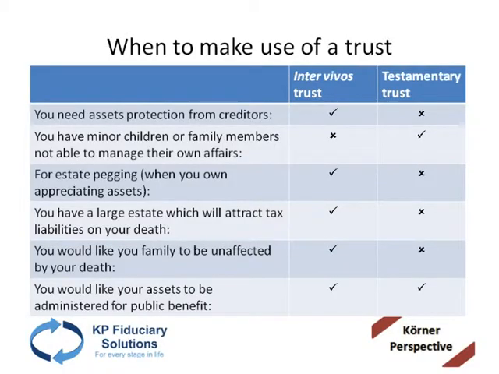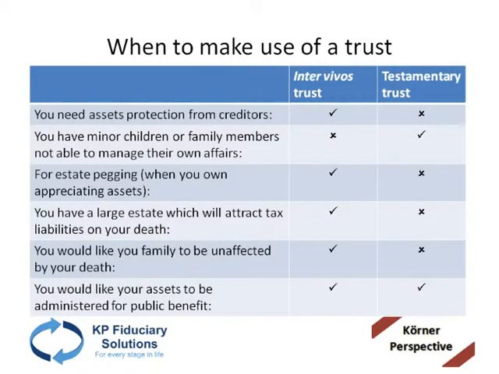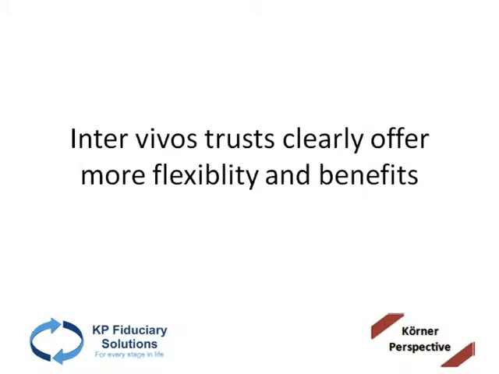You would make use of a testamentary trust, on the other hand, if you have minor children or family members that are not able to manage their own affairs. And in this instance, the trustees will administer assets for and on behalf of these beneficiaries. And you can also make use of a testamentary trust if you'd like your assets to be administered for public benefit.